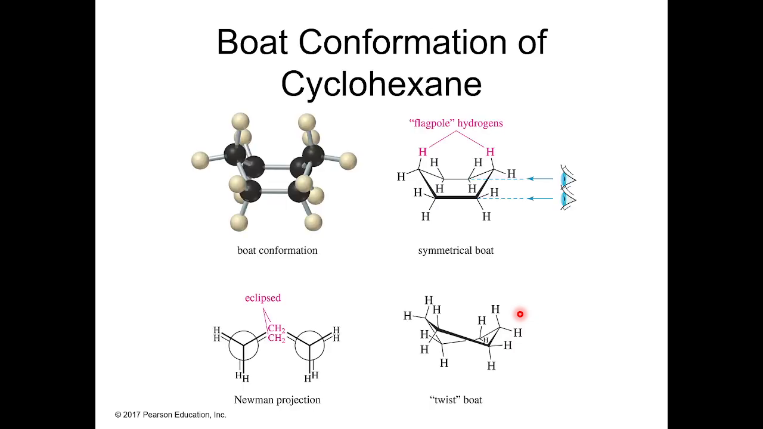One of the things to look at here is, see these flagpole hydrogens? They're the hydrogens that are on the bow and stern of your boat. Look at how close they are. Can you see that? The ring comes back together, and so these start overlapping again up there. And so you're going to get steric hindrance from those. That's what typically makes this less stable than it otherwise would be.